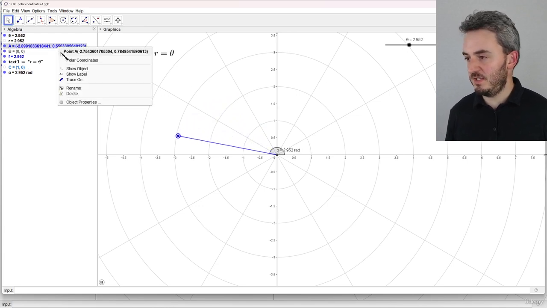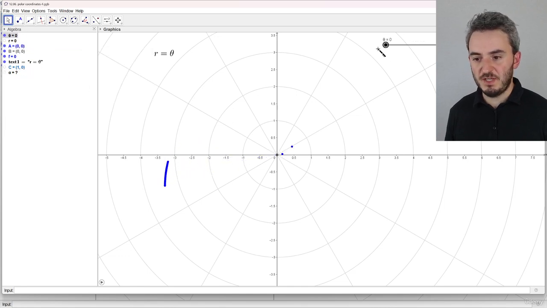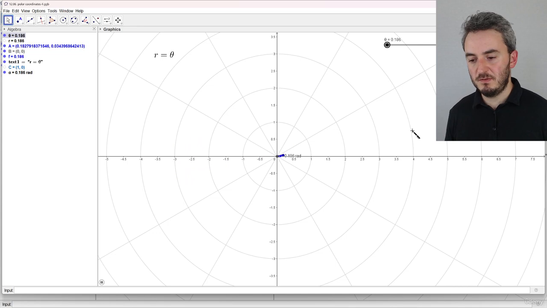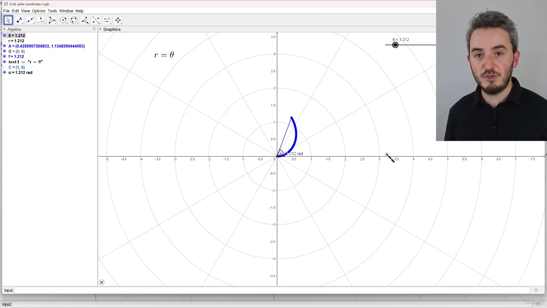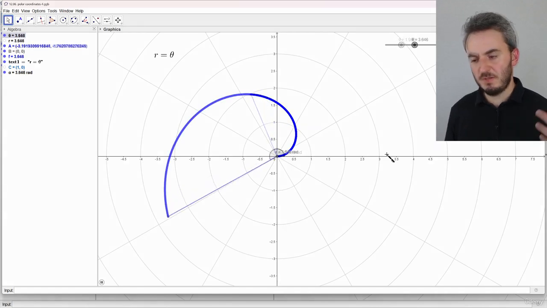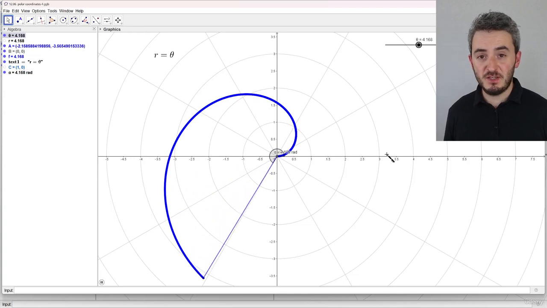Well, if we trace this one, you'll see... let's just start it again. So as we start this, you'll see this is actually tracing out a spiral. And it's a slightly unusual spiral, but it's one where the distance from the origin is just equal to the angle at all instants.